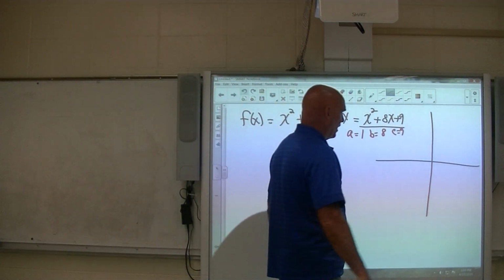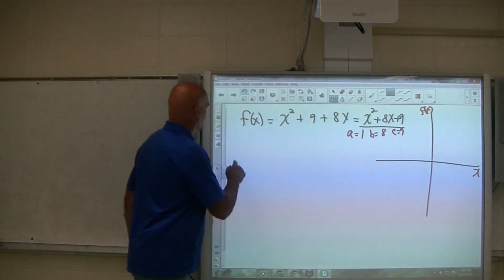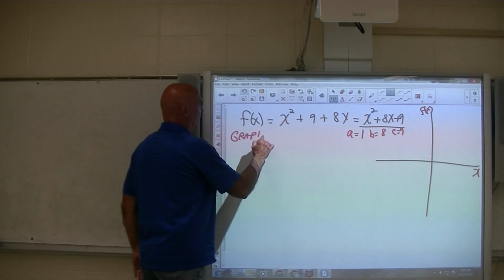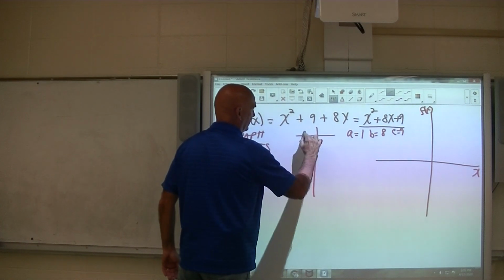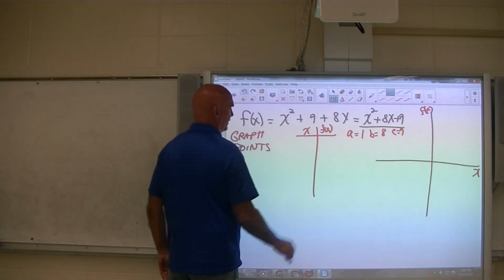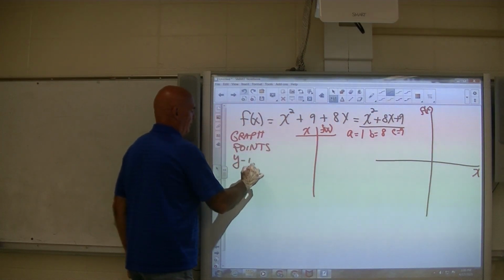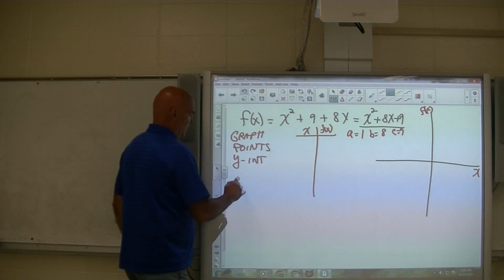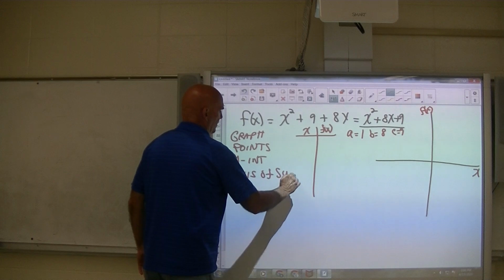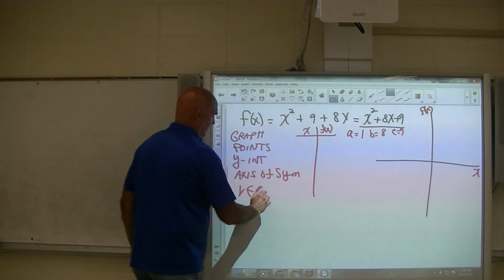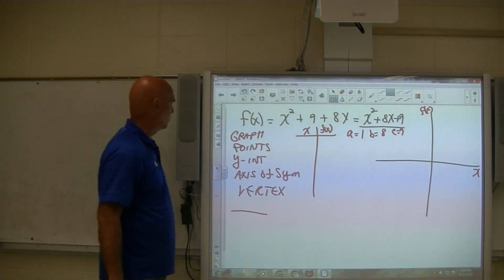All right, so I've got a graph over here. This is going to be my x-axis, my f of x-axis. And so one thing that we'll want to do, we're going to want to graph this fellow. In order to graph it, we're going to be finding some points on it, right? We'll do this x, f of x deal, try to find some points. We want to find the y-intercept, and we want to find the axis of symmetry. And we're going to want to find the vertex, okay? So let me just list those out for you like that. So these are the things that you're looking for when you do this by hand, okay?